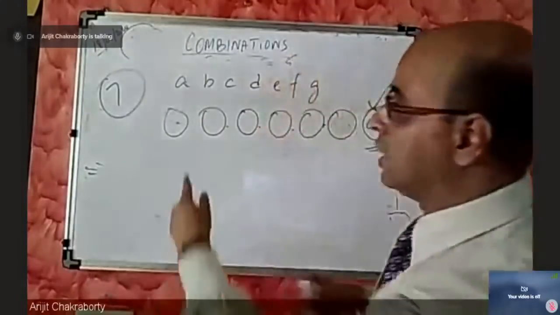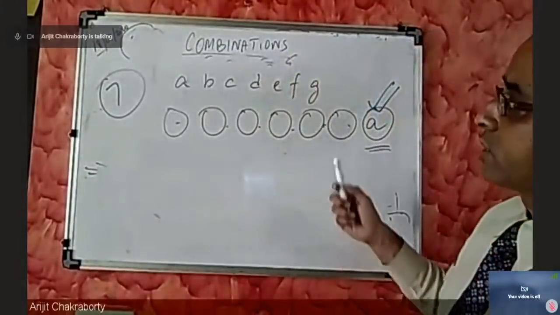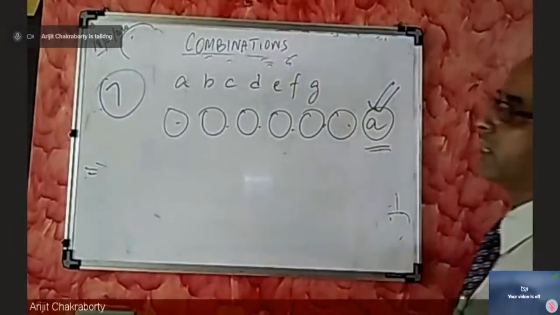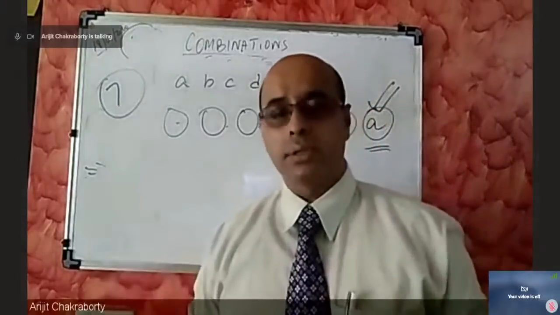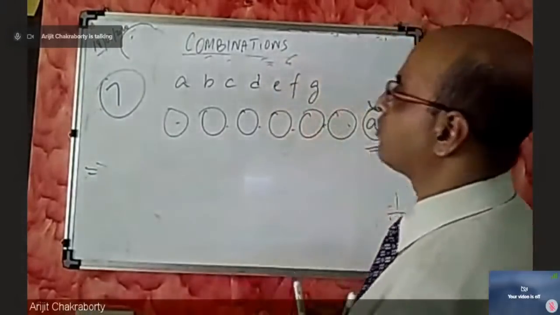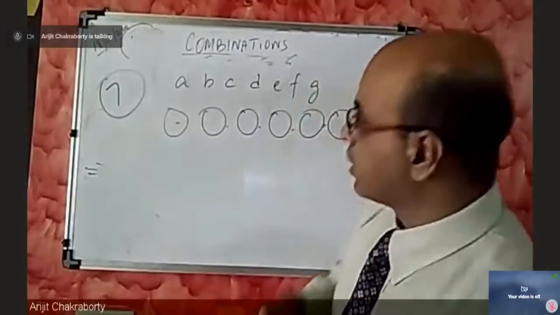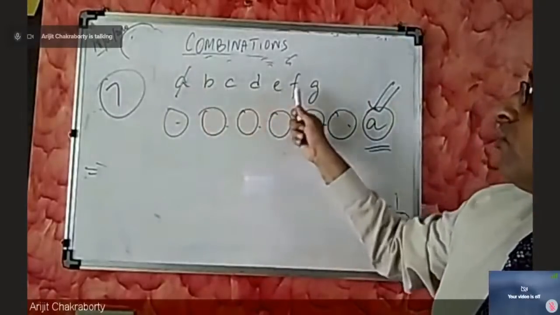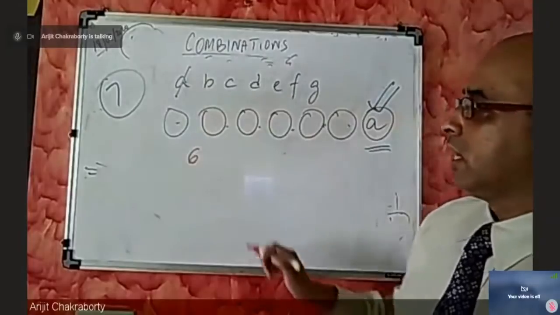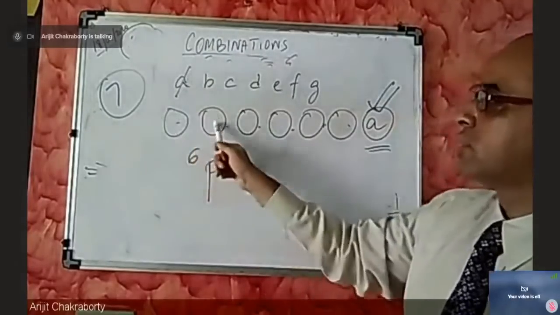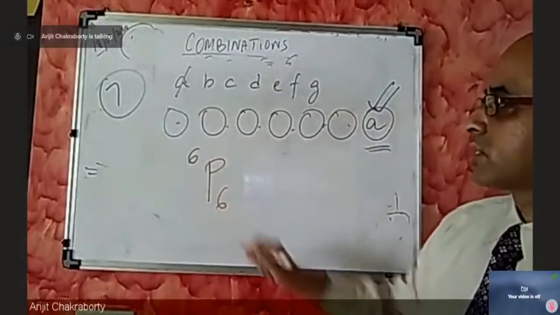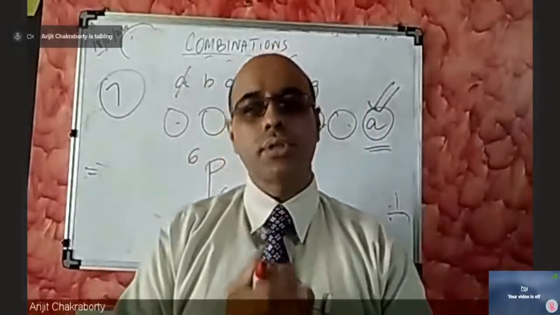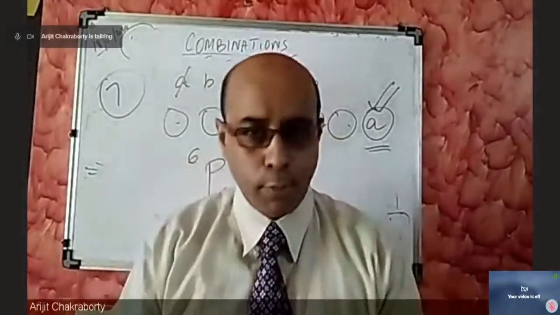I'm explaining once again. Here you have 6 plus 1, 7 circles, and the last circle will be occupied by A only. The condition is given, so if you leave aside A, which is already taken, you have 6 letters. And how many circles do you have? 1, 2, 3, 4, 5, 6. So you have 6 circles and 6 letters, arranging 6 letters into 6 boxes.